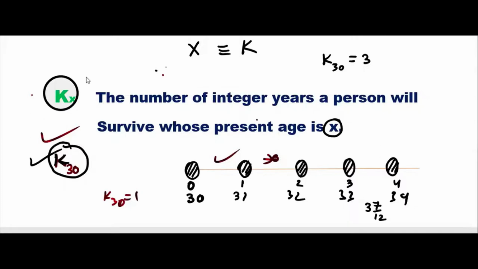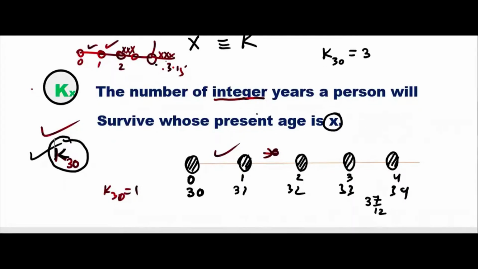Suppose I give you a 2.5 hour class today. Then the curtate one will be 2. You just count 2 hours. Suppose I continue to give you more time, 3 hours 15 minutes. Then you leave this part and say it's 3. So you have to use integers. That's why I have written integer here: the number of integer years a person will survive whose present age is x. So what are the possible values of K30? It could be 0 if the person dies here. It's like me giving you a 45 minute class, 45 by 60. Here I started, here I ended.